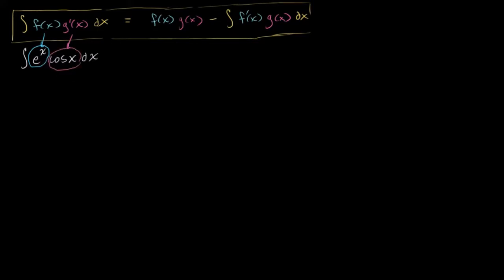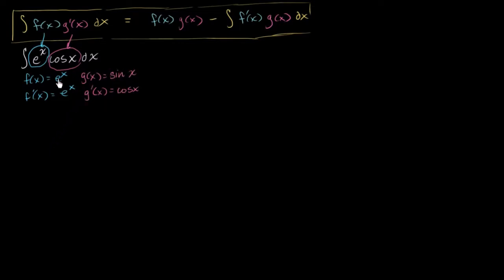So let me write it down. We are saying f of x is equal to e to the x, or f prime of x is equal to e to the x. Derivative of e to the x is just e to the x. And we can say that we're making the assignment, g prime of x is equal to cosine of x. And the antiderivative of that, g of x, or the antiderivative of cosine of x, is just going to be equal to sine of x.